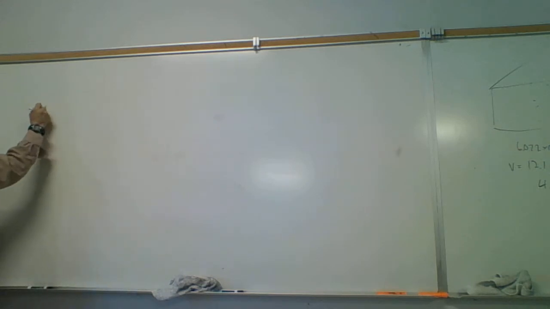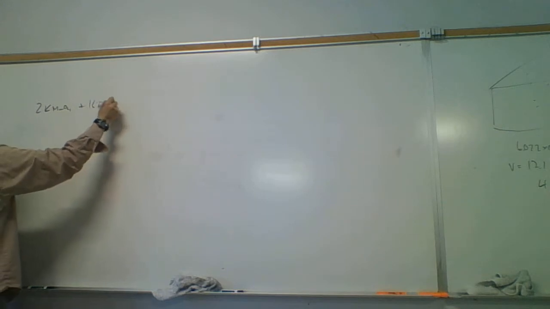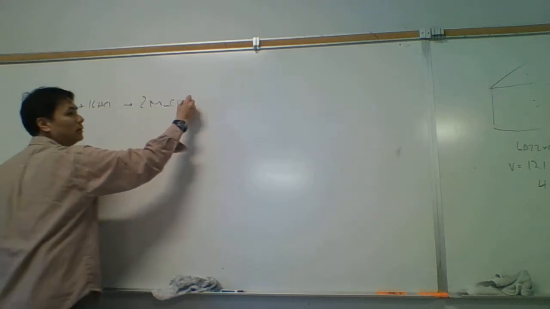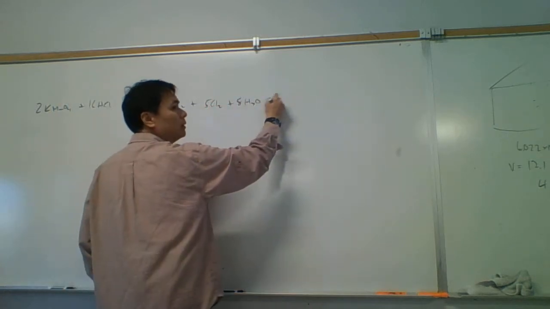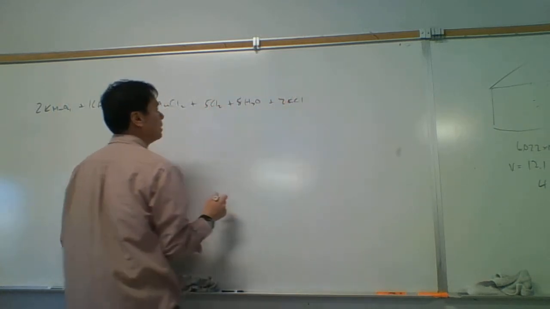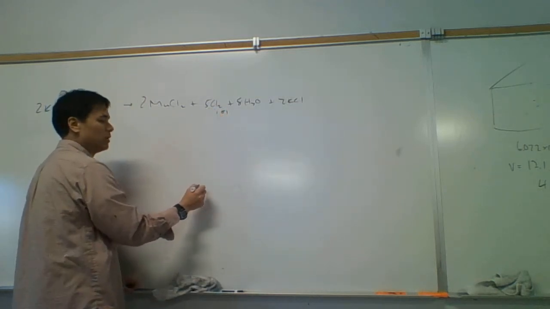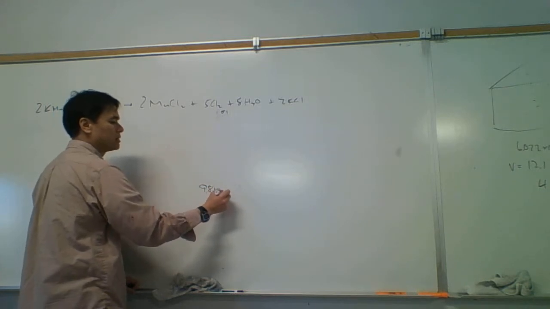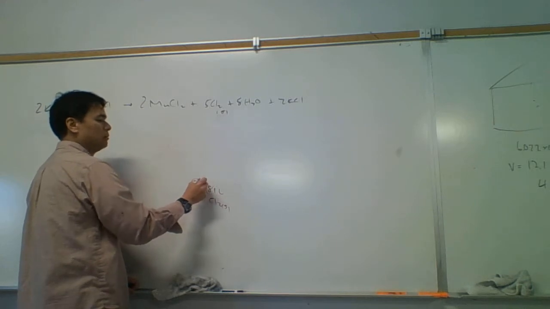So here we got 2 KMnO4 plus 16 HCl yields 2 MnCl2 plus 5 Cl2 plus 8 H2O plus 2 KCl. And so chlorine's a gas. And so what we want is 9.81 liters of the gas, Cl2 gas. And then we're going to go liters to moles.